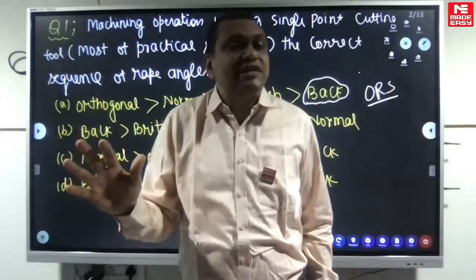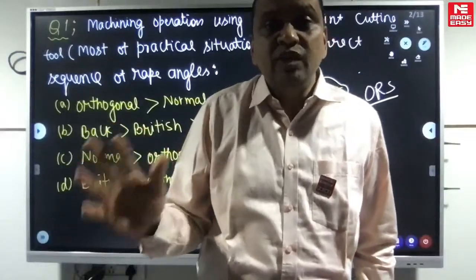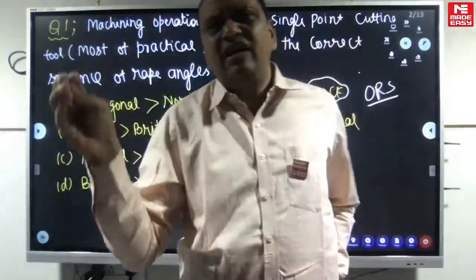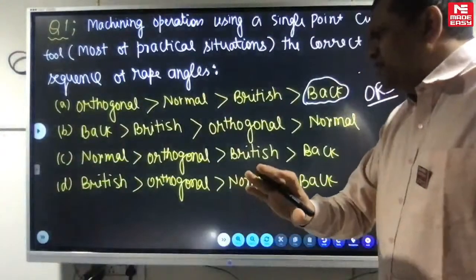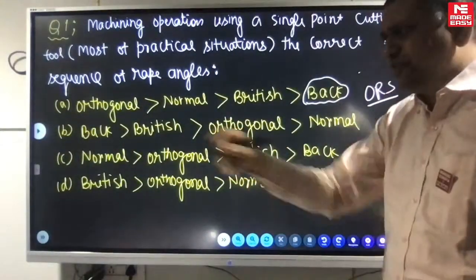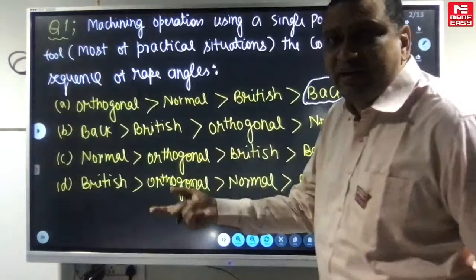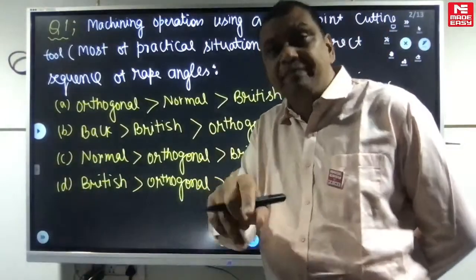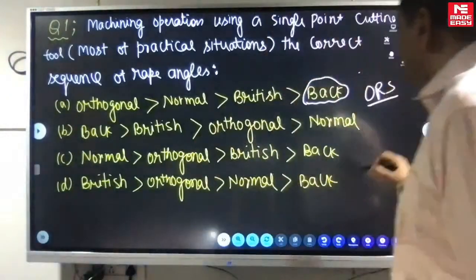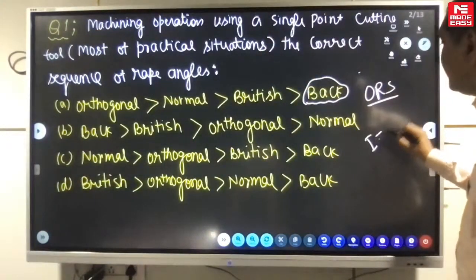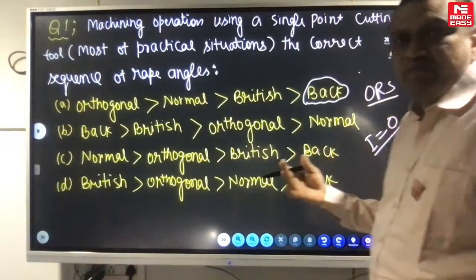For all practical situations, the orthogonal rake and the normal rake are the same. From our examination point of view, because there was a question in the Telegram group a few days back, I was answering. I told him it is not research. We have to crack the exam. So here the angle of inclination will be zero.